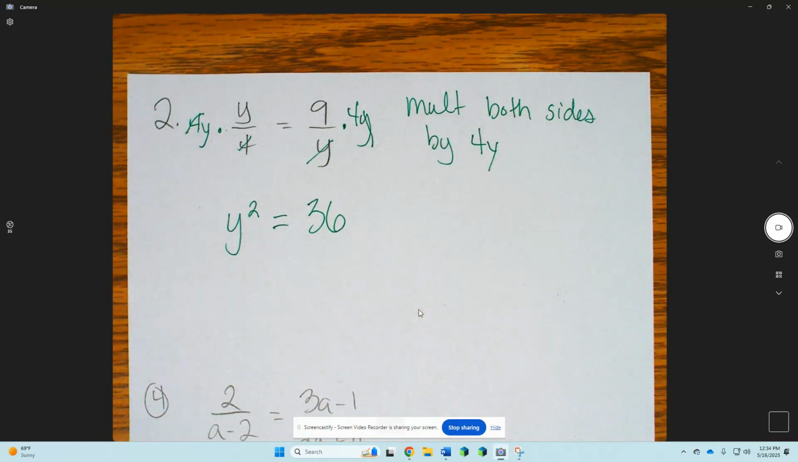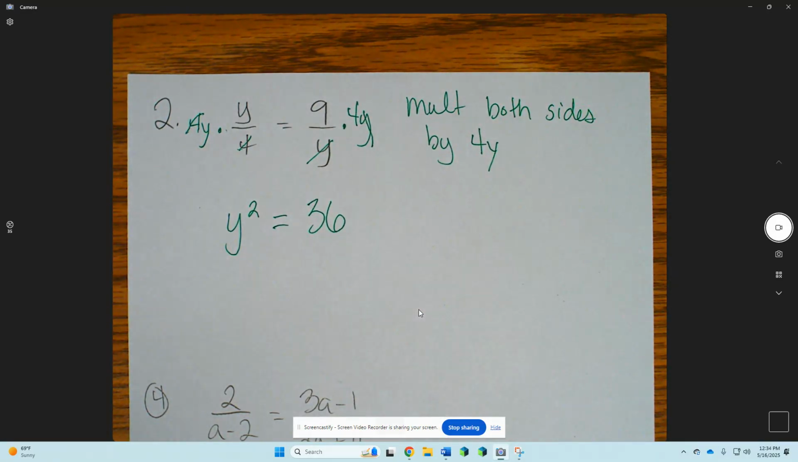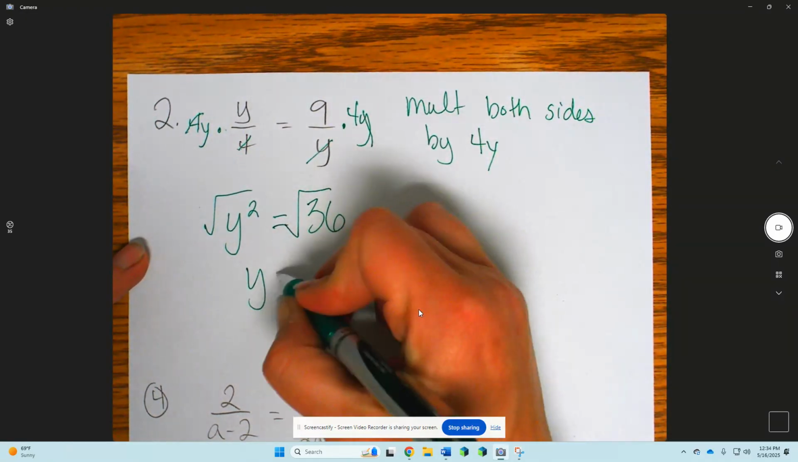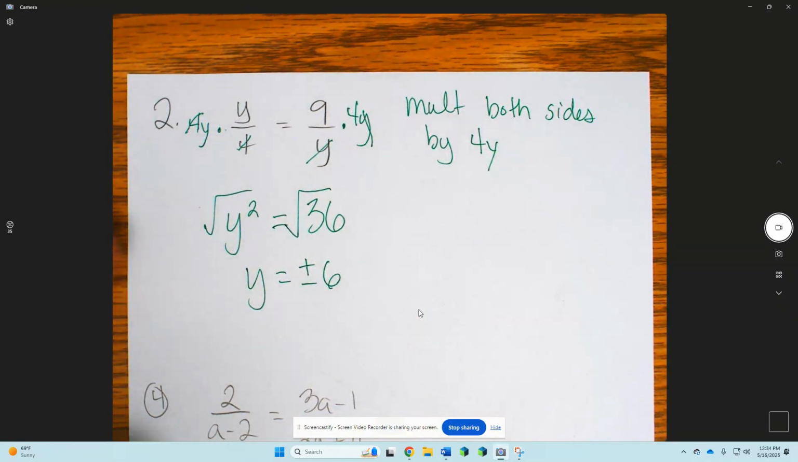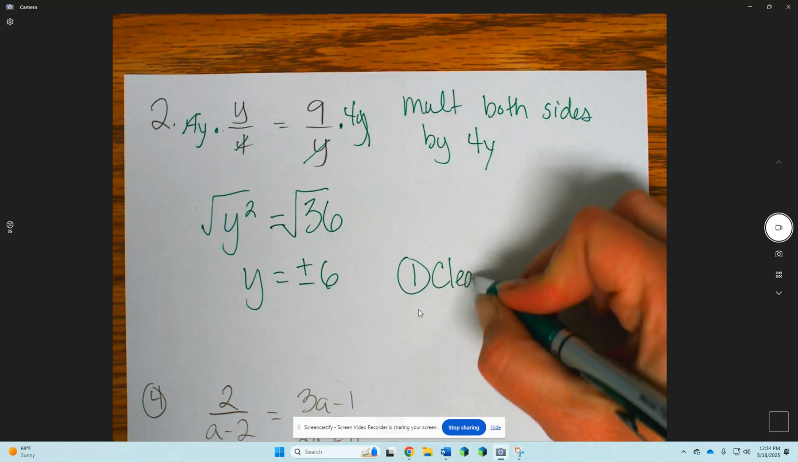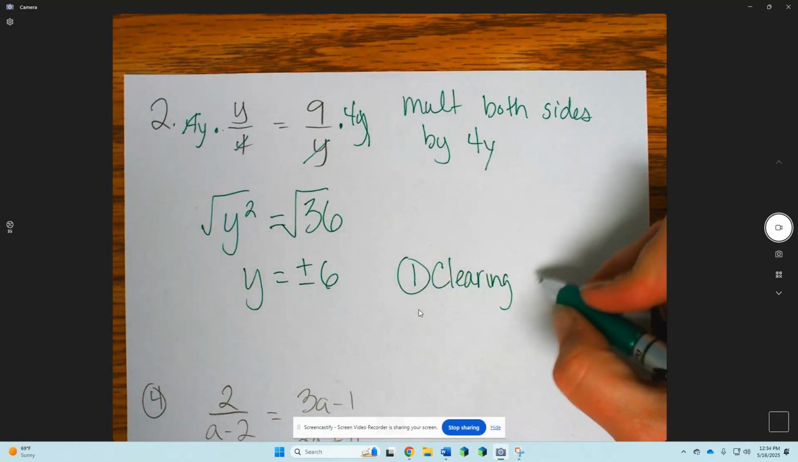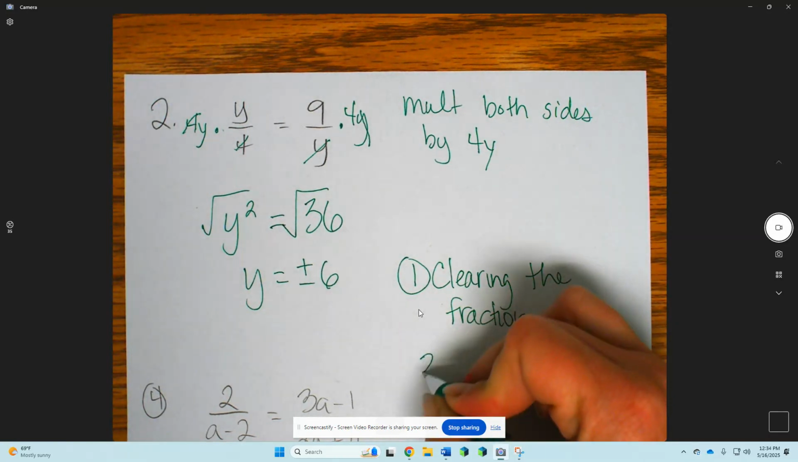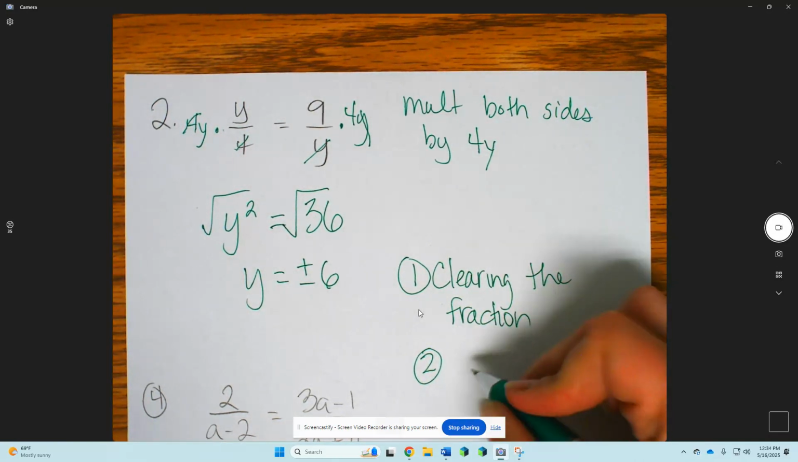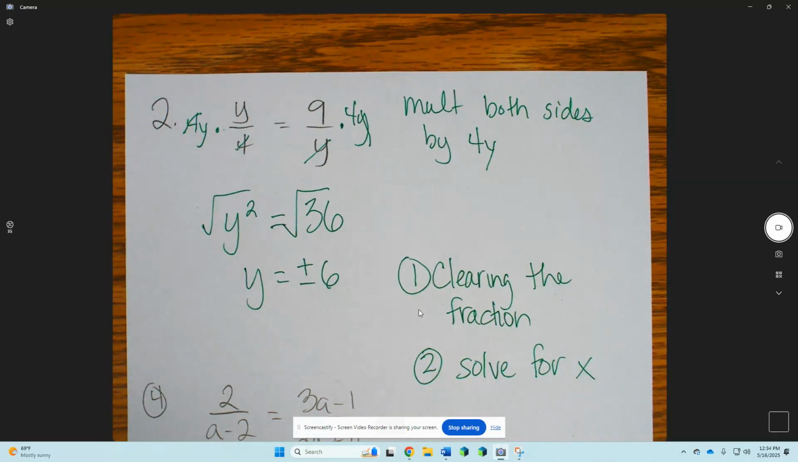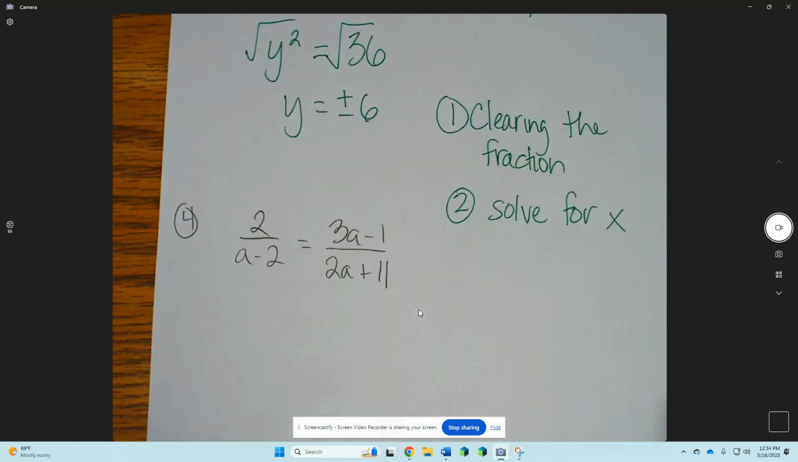y times y equals 36. And then this should be clear for you. You just square root both sides. And it's going to be two answers, plus or minus 6. So I'm clearing a fraction, and then I am solving for the variable. Okay? Let's go to number 2.